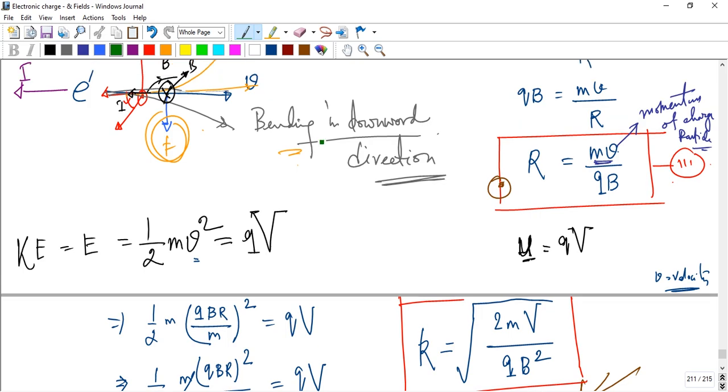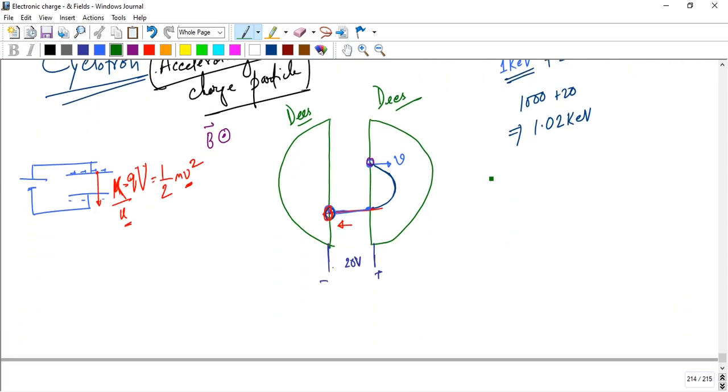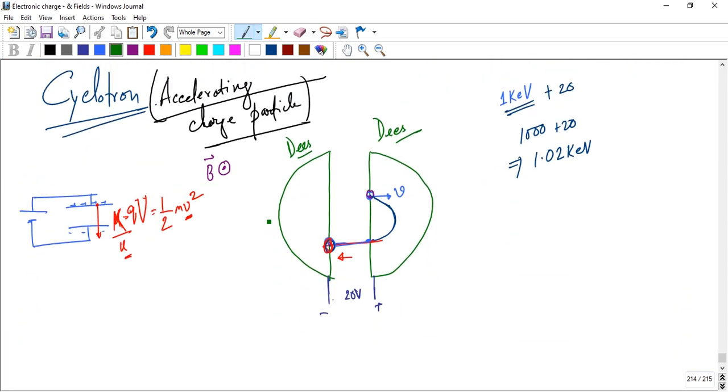If the velocity is higher, then the radius r will be higher. So now the radius increases. Now at that point, they flip that portion. The batteries are flipped.